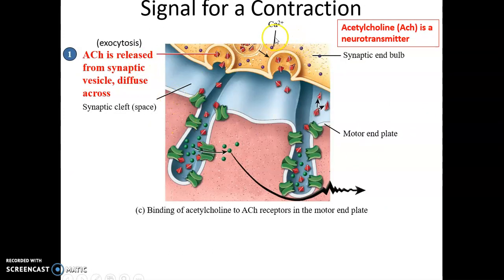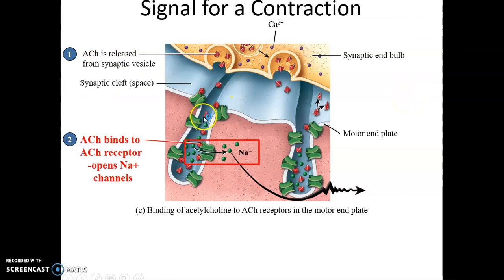This arrival of calcium ions will then bind to the synaptic vesicles, causing them to begin exocytosis, causing them to travel to the surface of the synaptic end bulb and release acetylcholine into the synaptic cleft. So again, those calcium ions cause the synaptic vesicles to engage in exocytosis, to migrate to the surface of the synaptic end bulb and release the acetylcholine into the synaptic cleft. The acetylcholine can then diffuse across the synaptic cleft.